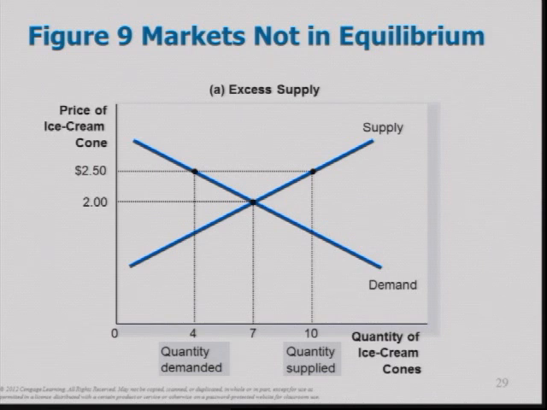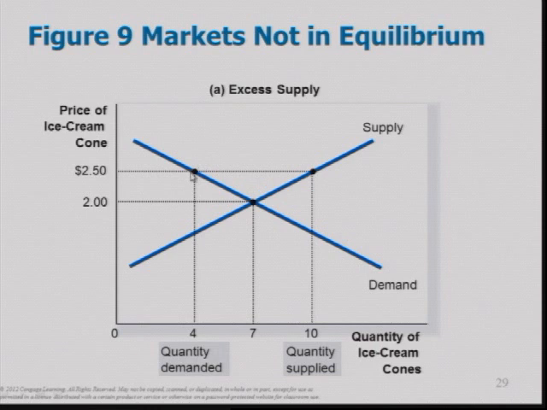So when prices are higher than the market clearing price, and there's a whole bunch of stuff left over, what does Walmart do when they have a bunch of stuff left over on their shelves? Okay, put it on sale. They start lowering the price to get us back down to equilibrium.